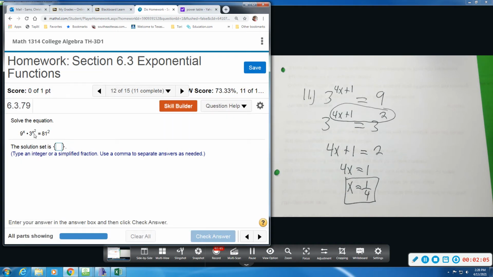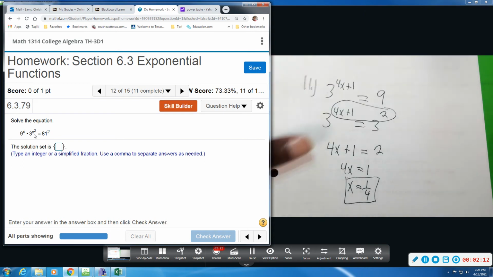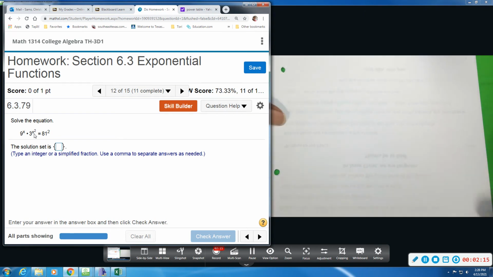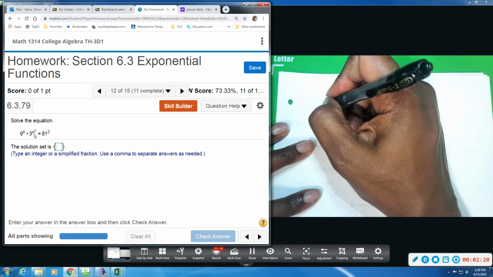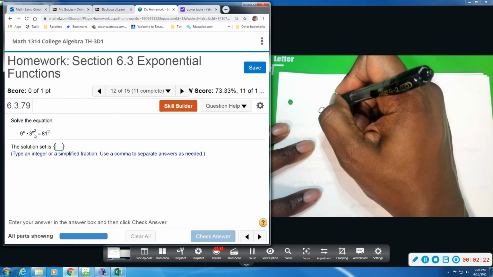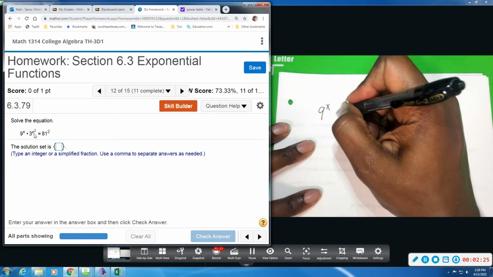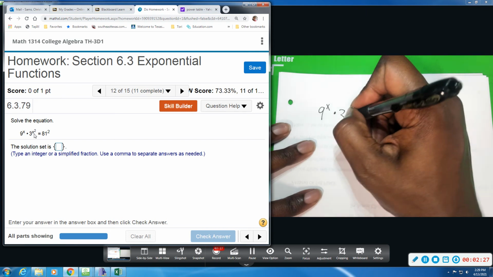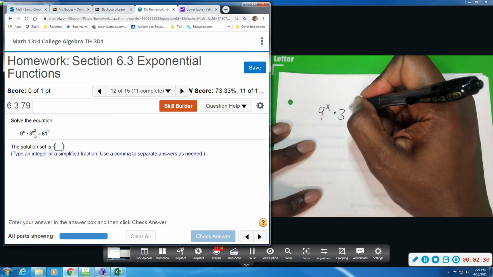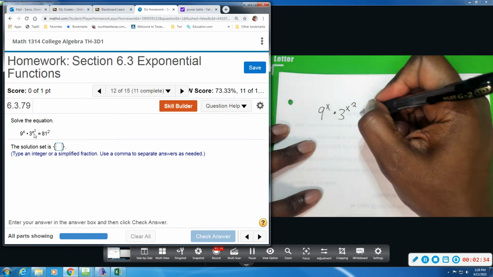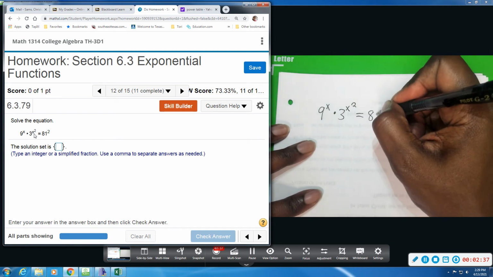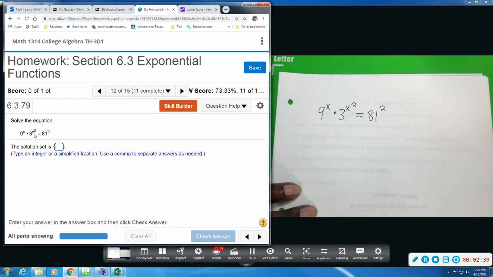Okay, so this number 12, same concept, except we have multiple moving parts. But we're going to do the same thing, try to get all the bases the same, and then solve it. So this time we have 9 to the x power times 3 to the x squared power equals 81 to the second power.